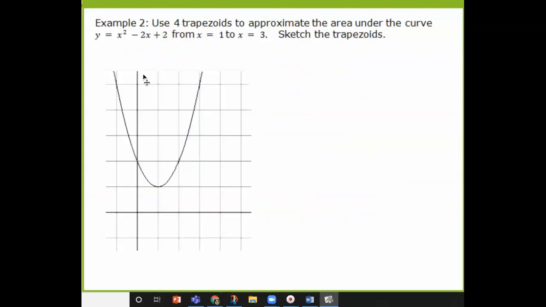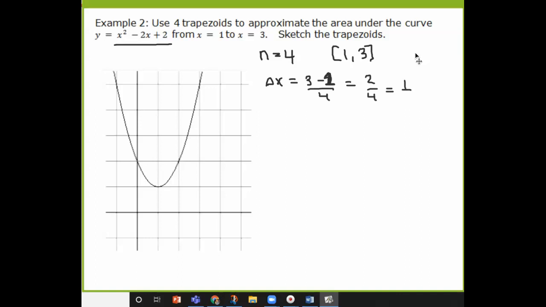Okay. So for the next example, I gave you the graph so that we could see a trapezoid in action. So it says use 4 trapezoids. So that 4 trapezoids is my n value. To approximate the area under the curve, here's the equation of my curve. So I can use that to find my values on the curve. And my interval is 1 to 3. So that makes my delta x 3 minus 1 over 4, or 1/2.